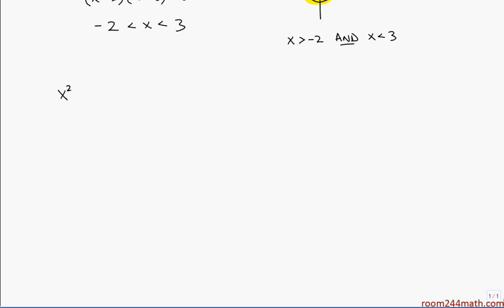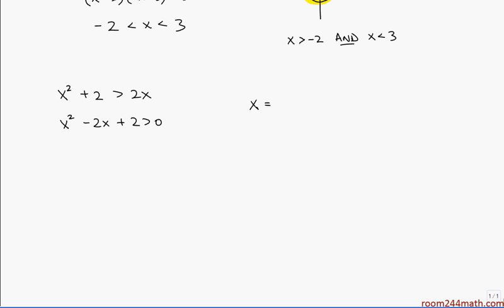Let's take a look at the quadratic inequality x squared plus 2 is greater than 2x. So let's bring everything over to the left-hand side as we did before. x squared minus 2x plus 2 is greater than 0. This doesn't factor, so let's try using the quadratic formula.